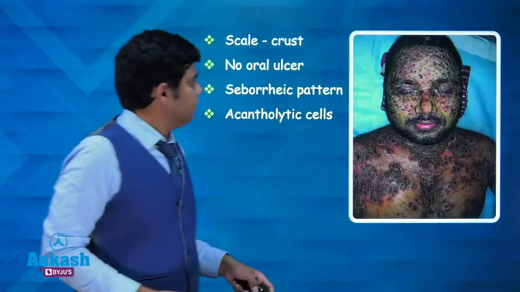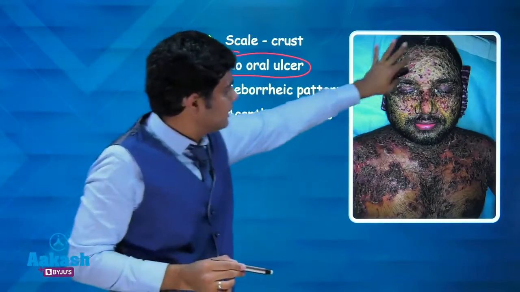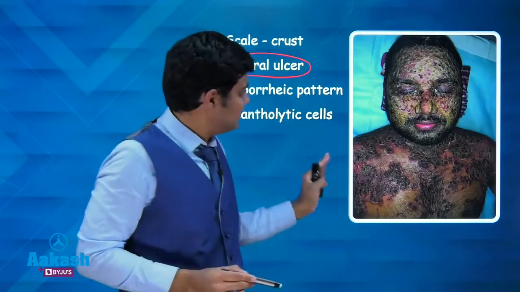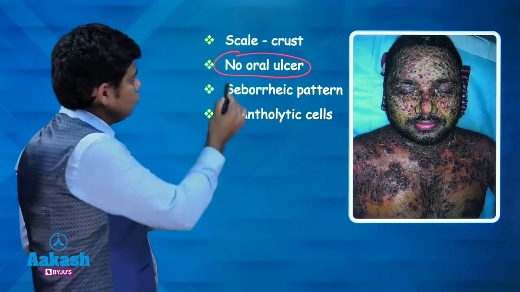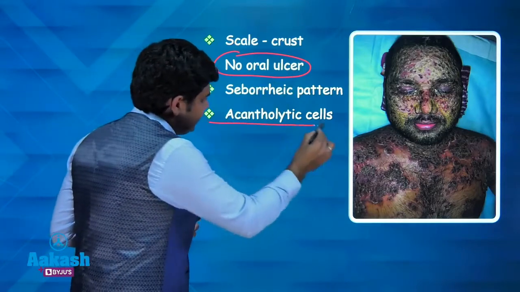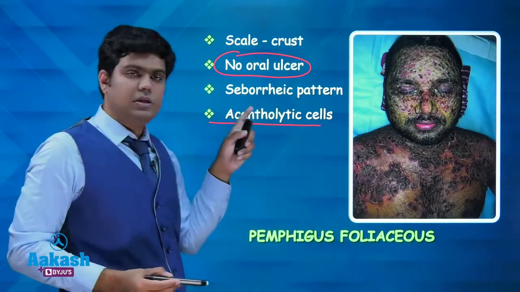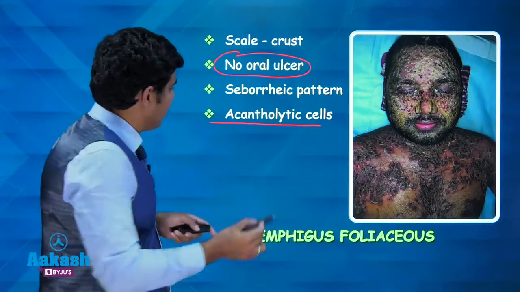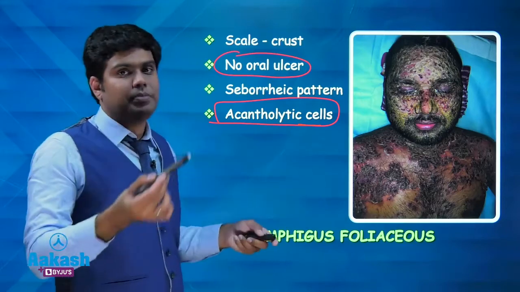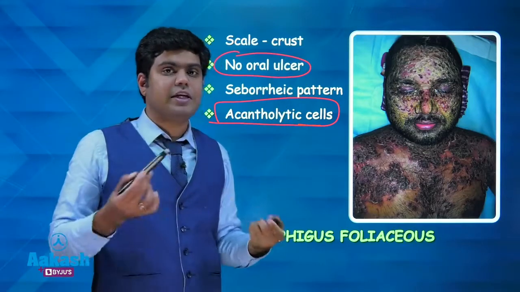If I say no oral ulcer and the lesions are superficial, that is scale crust. So scale crust lesion, the pattern is head and upper trunk, that is seborrheic distribution. No oral ulcer, scale crust, no frank blisters, and acantholytic cells are seen. That means the diagnosis is pemphigus foliaceus. So whenever you see acantholytic cell in a blistering disorder, you should think of pemphigus. The subtype will depend upon whether oral ulcers are present or not, what type of skin lesions are there, scale crust or flaccid bulla.